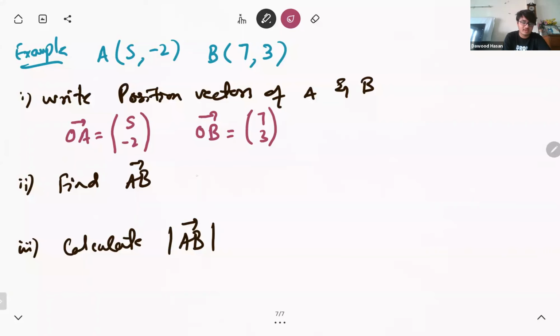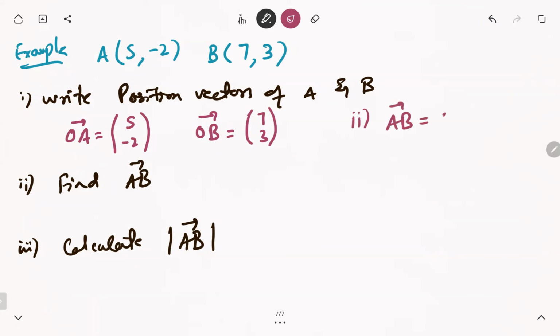So the x of AB will be 2, and then we go up from -2 to 3, and that will be 5. So the vector AB will be (2, 5). If you calculate the vector AB, we know it is equal to the position vector of B minus the position vector of A. OB minus OA. We have OB (7, 3) minus OA, which is (5, -2). So just plug those values into that formula.